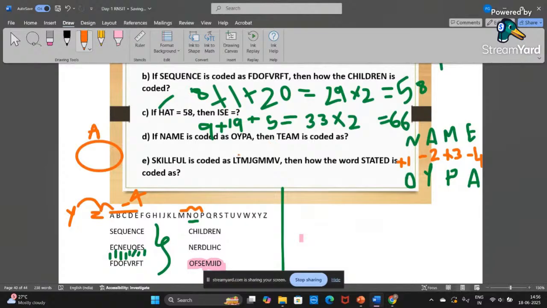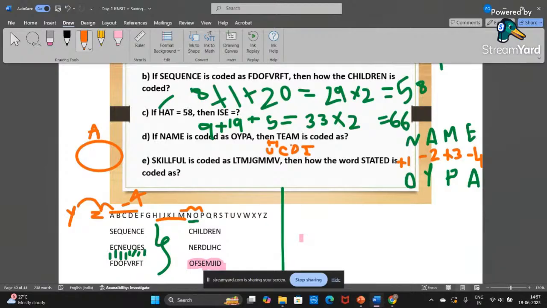For T, we have to write the next letter. Plus 1. So for T, plus 1 means U. For E, minus 2. Minus 2 means C. For A, plus 3. 1, 2, 3. It is D. For M, minus 4. 1, 2, 3, 4. I. So this is your answer.